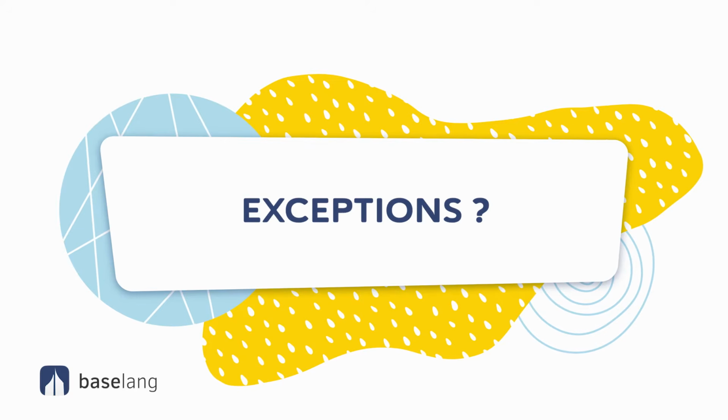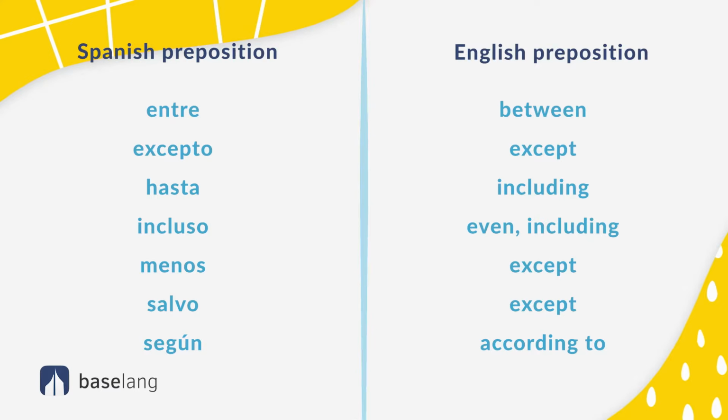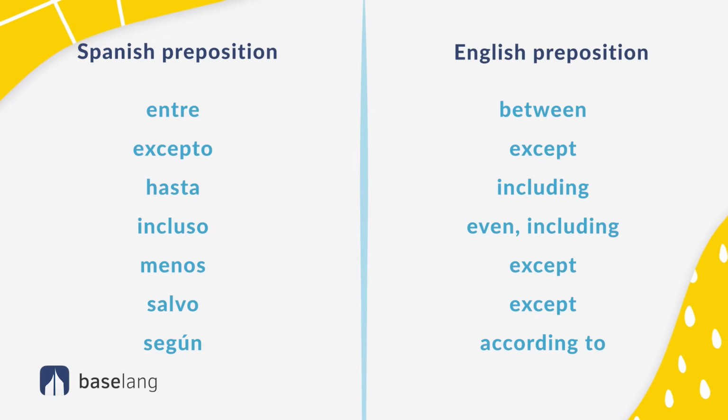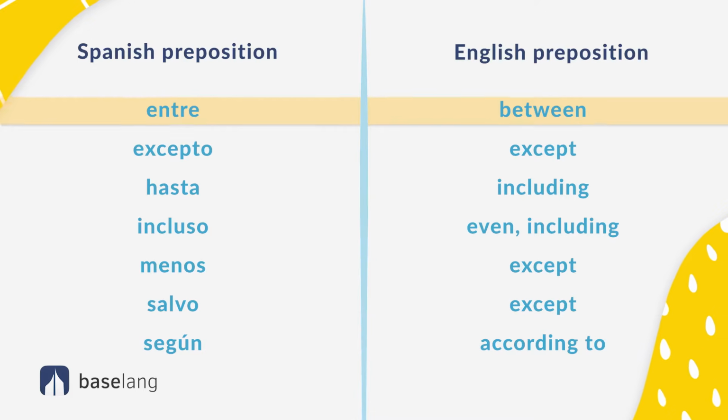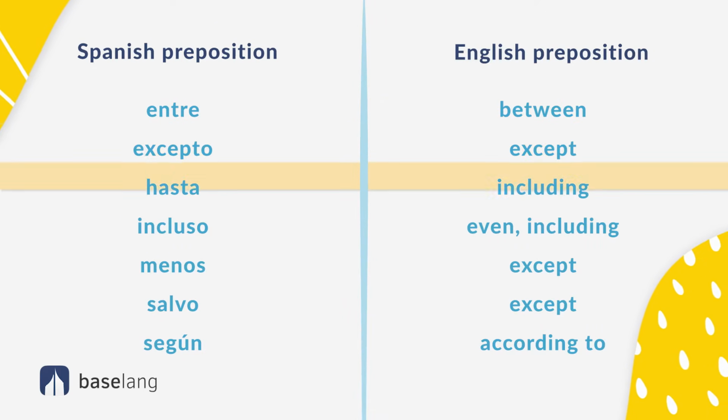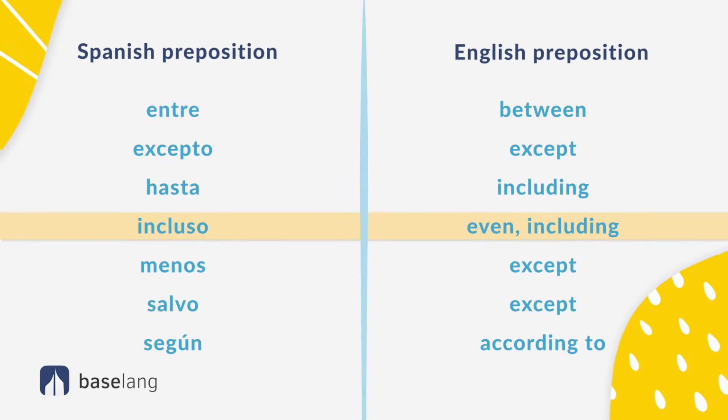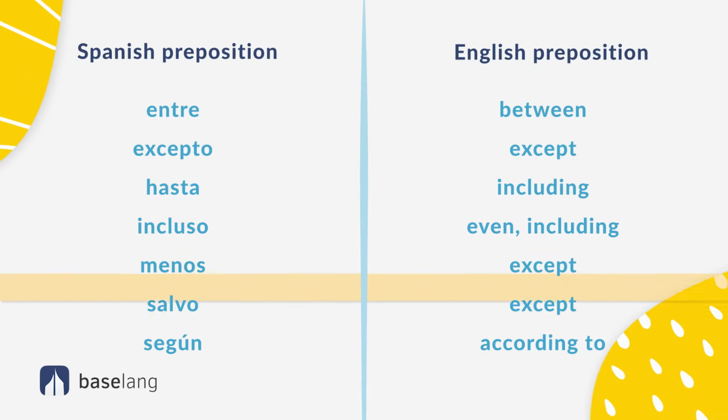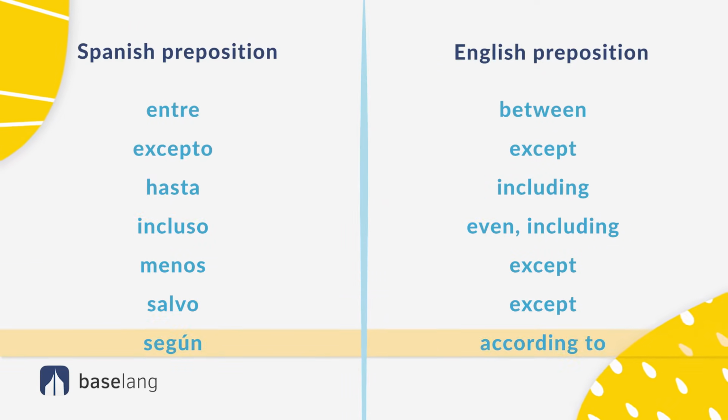Are there any exceptions you need to know about? Yes! There are 7 Spanish prepositions that don't follow this rule, so you'll need to use yo and tú after them instead. Let's see the full list. Entre, excepto, hasta, incluso, menos, salvo, según. These are the only exceptions. For all other prepositions in Spanish, you'll need to use mí and ti.